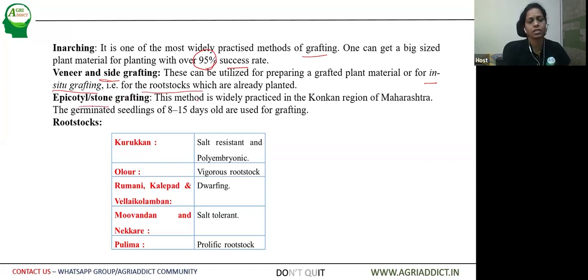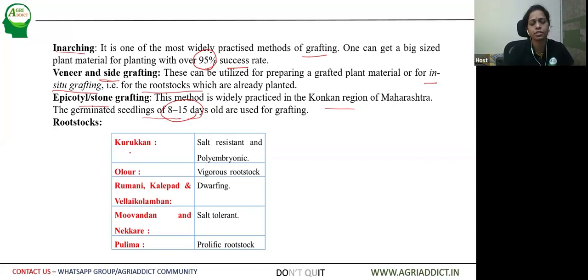Then epicotyl grafting is done as soon as the embryos start growing from the seeds. So the germinating seedlings of about 8 to 15 days are used for this type of grafting. So epicotyl or stone grafting, we call it. It is practiced in the Konkan region of Maharashtra, and to some extent in southern parts also nowadays. So these are the three different methods. The popular one is inarching.